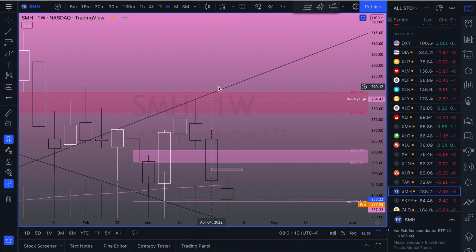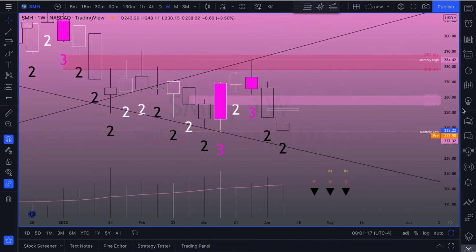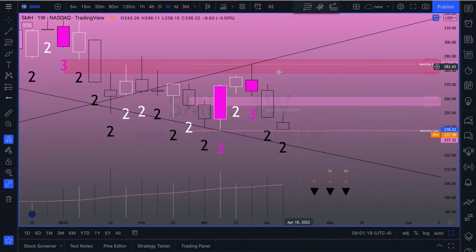And then finally, semiconductors. Semiconductors, I've been calling death on it forever. We have not triggered a 2 up. We're still inside on the monthly. However, we're very close to triggering this 2 down. And we rejected the quarterly at the top of the broadening formation.